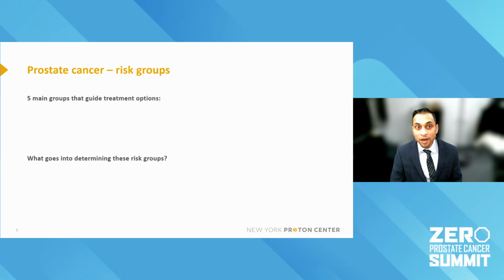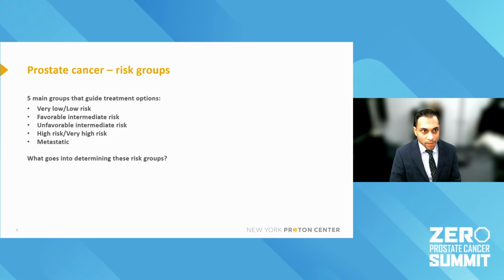So speaking of the risk categories, and I will refer to these risk categories throughout the talk because, again, it really determines what options there are available to you. So it is important to spend a little bit of time to really understand what these risk categories are, where you might fall into them. We have very low/low risk. We have favorable intermediate risk, unfavorable intermediate risk, high risk or very high risk, and metastatic.